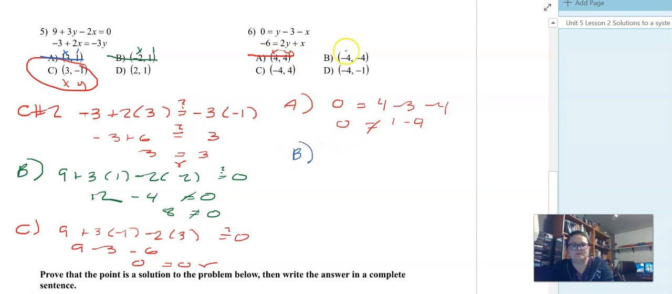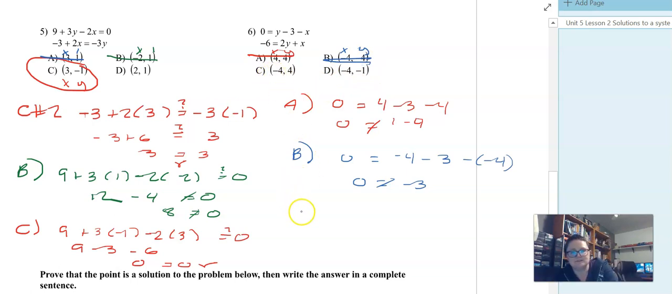Let's try B. B, x is negative 4 and y is negative 4. So let's try the same one again. 0 equals negative 4 minus 3 minus negative 4. Again, we're going to run into problems here because those negative 4s basically cancel out. So you're just left with 0 equals negative 3, and that's not true, so it's not B. Basically, x and y can't be the same thing for that one to work out.